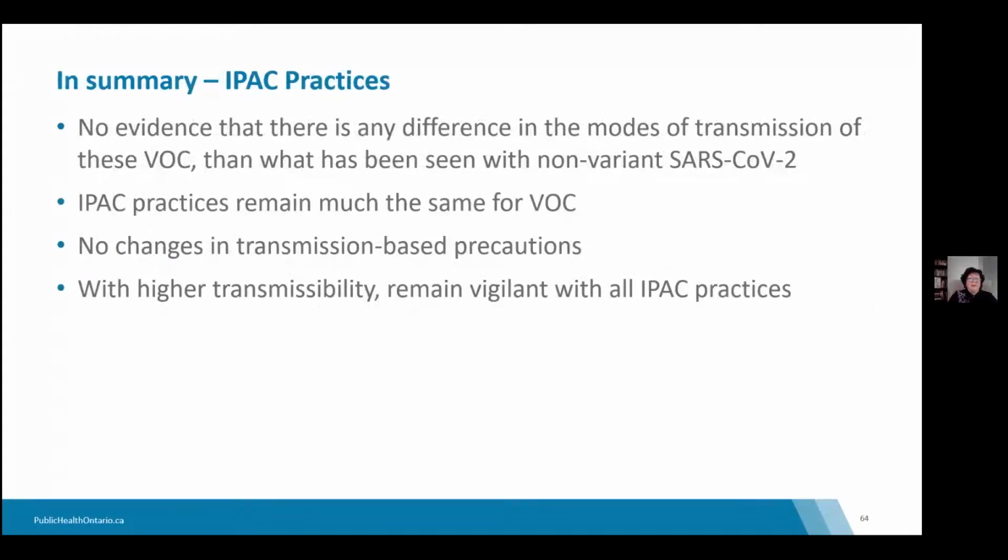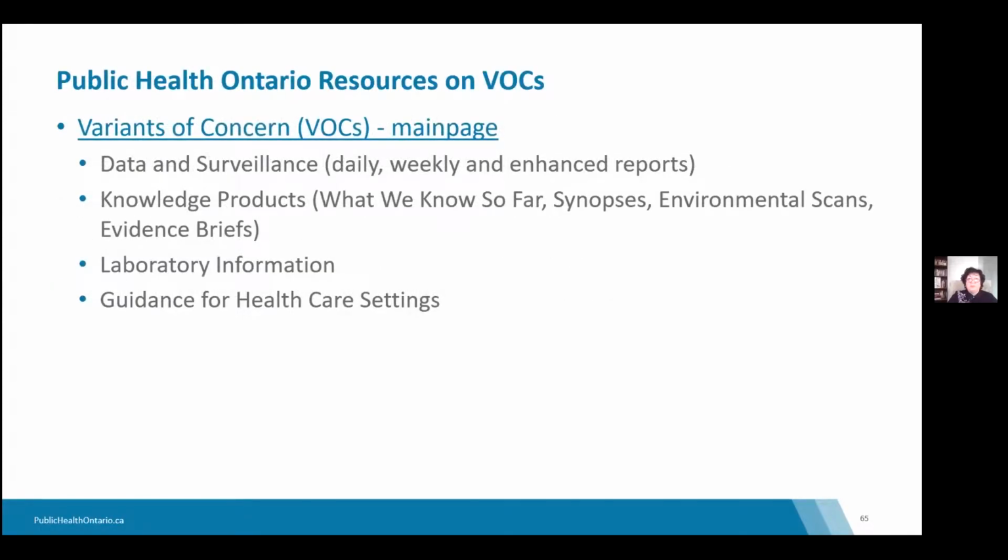Next slide. So in summary, IPAC practices really remain much the same. There's really no evidence that there's a difference in the modes of transmission between variants of concern and non-variant SARS coronavirus 2. So maintain those transmission-based precautions, and with higher transmissibility, just remember to be vigilant with all of the IPAC practices. And on the following slide, we have resources through Public Health Ontario on variants of concern. We have a main page for this. Many of the topics discussed today you can find there as well.